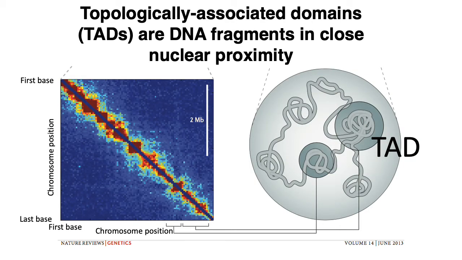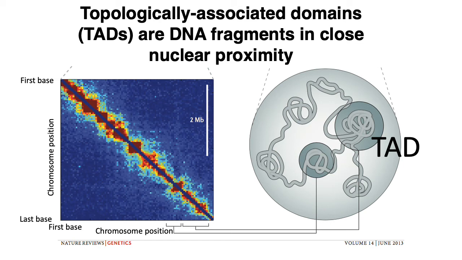So here's a basic visualization of the set of all chimeric reads that you might sequence from a 3C experiment. The idea in this heat map on the left is that the first row and first column correspond to the first base on a chromosome, and the last row and last column correspond to the last base on the same chromosome. Every single box in this heat map corresponds to a row and a column, which generally speaking are two different positions on the genome.